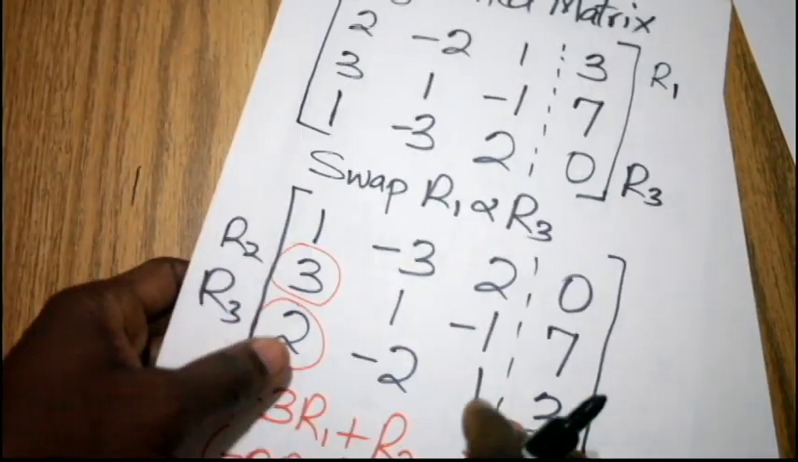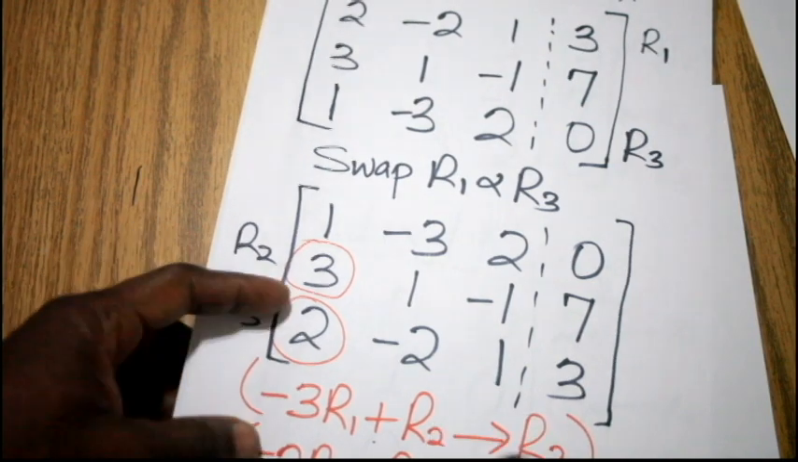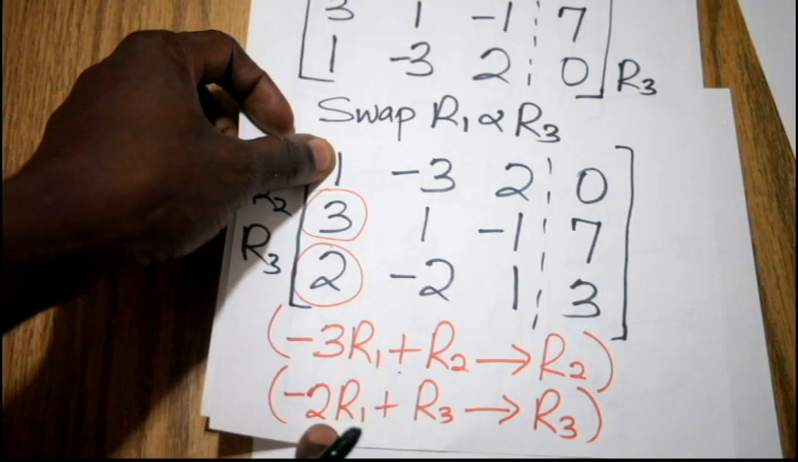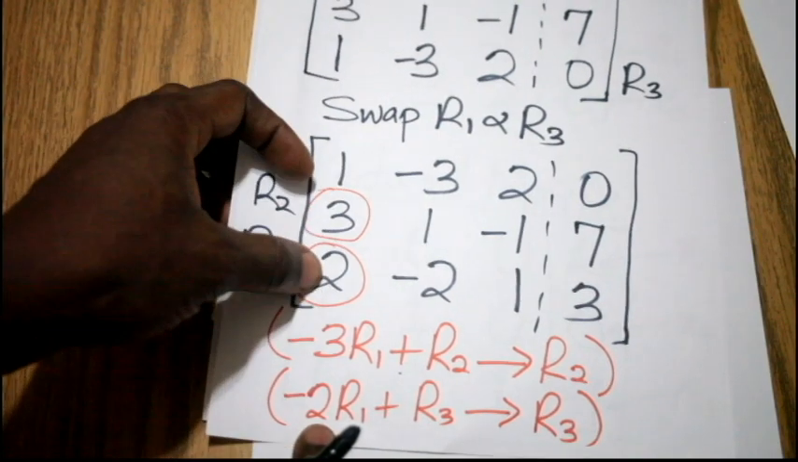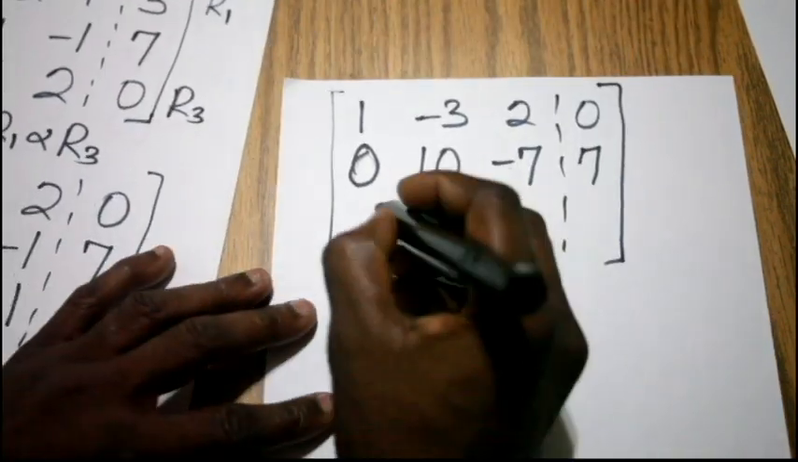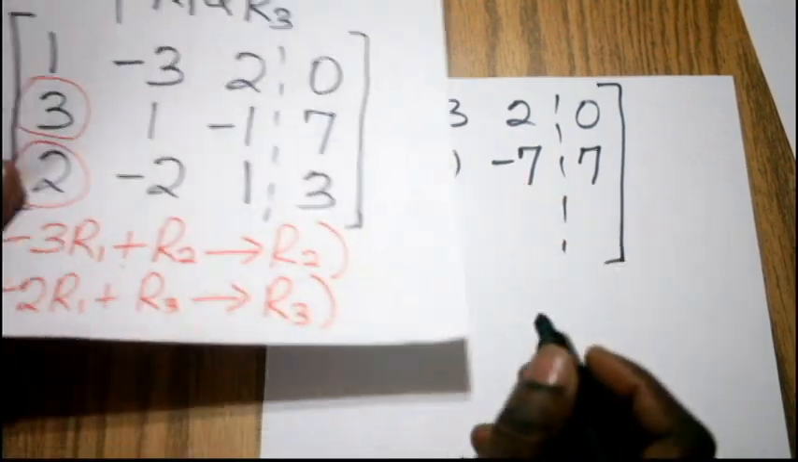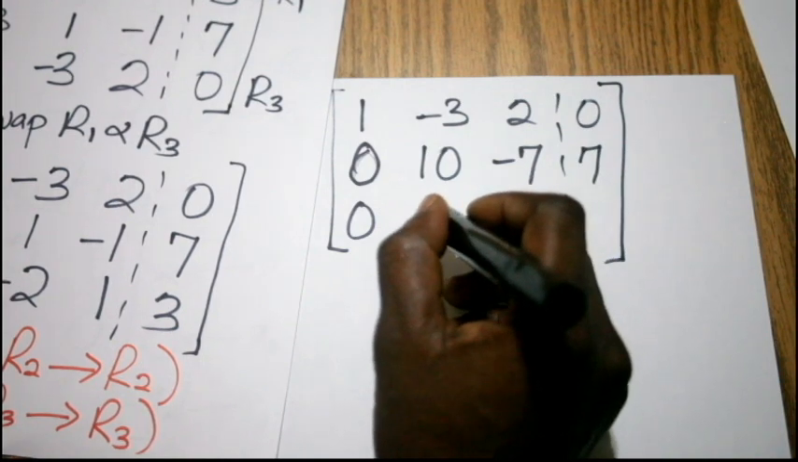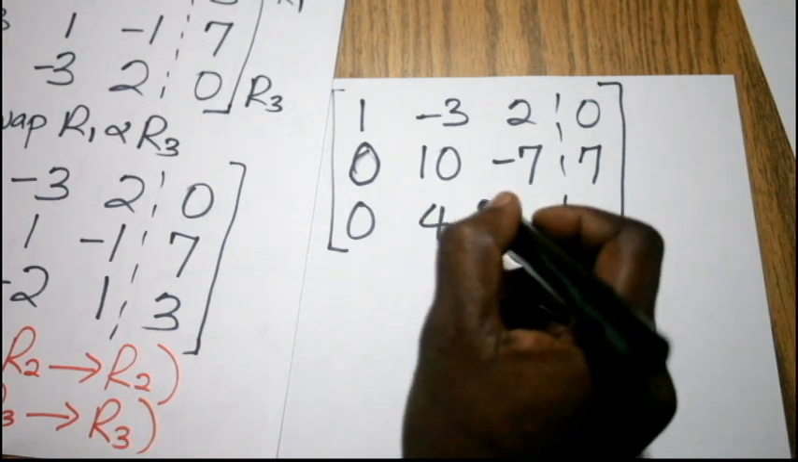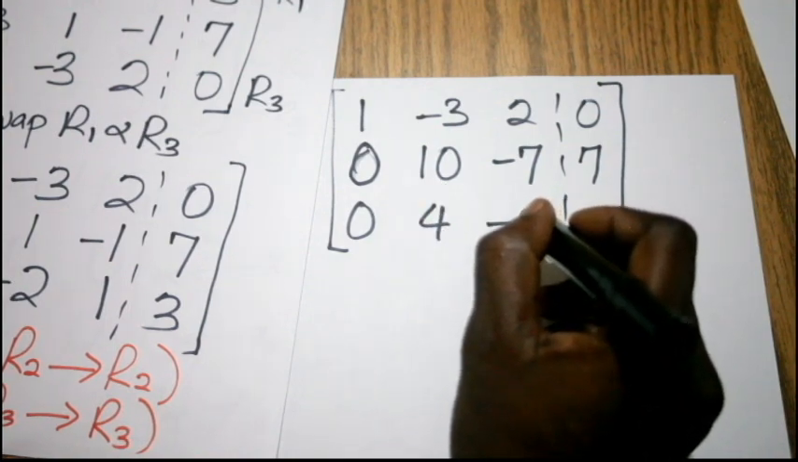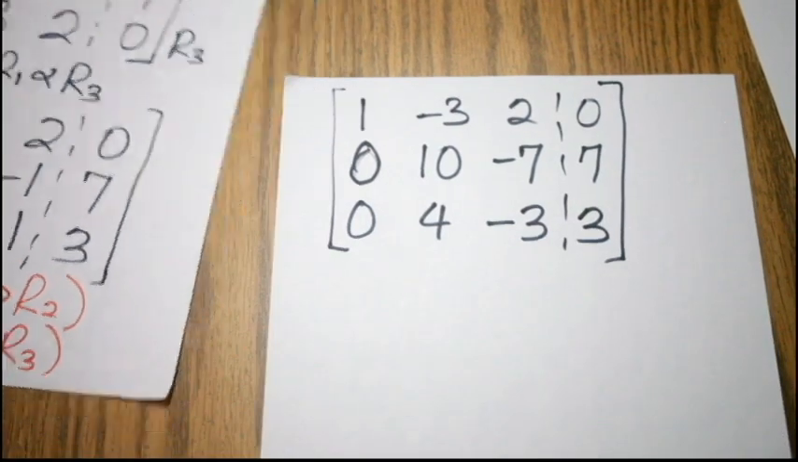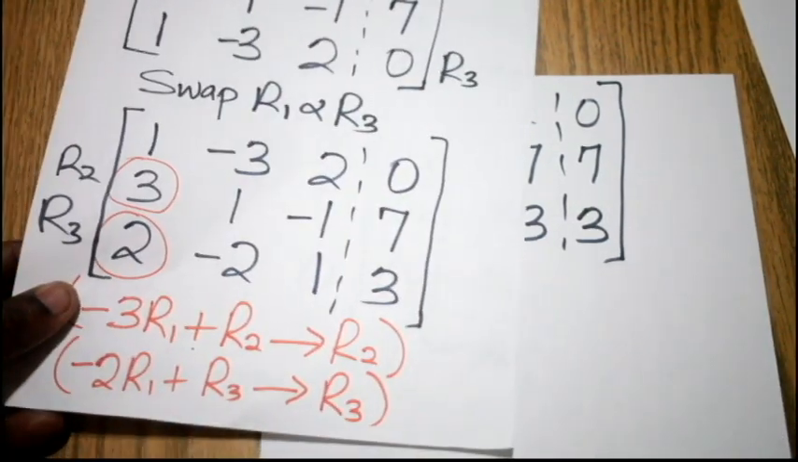Then for row 3, column 1, I have -2 multiplied by row 1, that is by 1, and that's going to give us -2. -2 plus 2 gives us a 0. The same goes all through, and we're going to have 0, 4, -3, and 3 using that formula, using that to reduce the matrix.